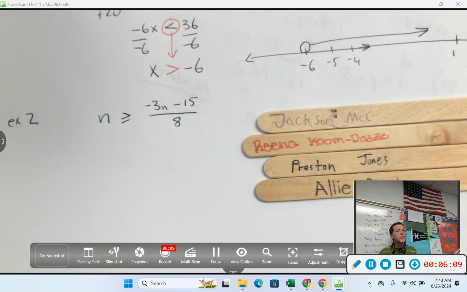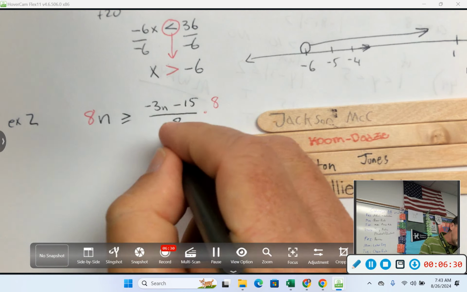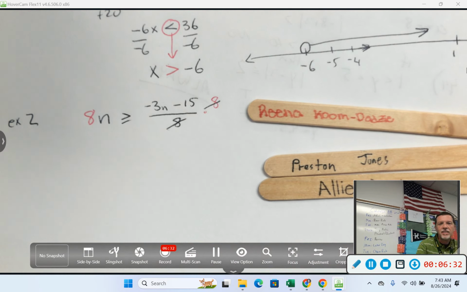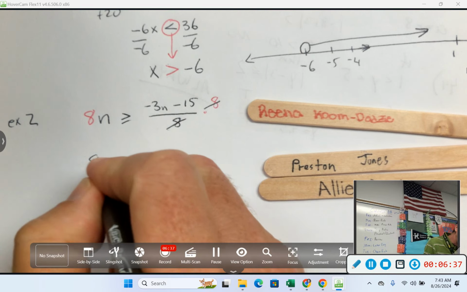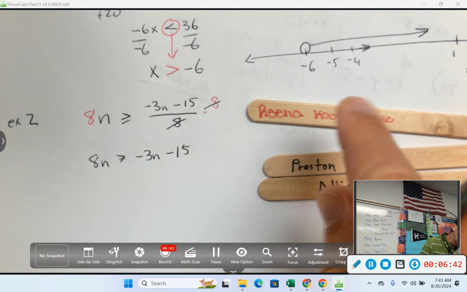Jackson, start us off. What would you like to do first? I really only see one good option to start us off on this one. Jackson, what don't you like about that problem? Okay, let's fix that first. Let's multiply by 8. I like that a lot, because then that 8 on the right goes away, and now we don't have any fractions anymore. So 8n greater than or equal to -3n minus 15.